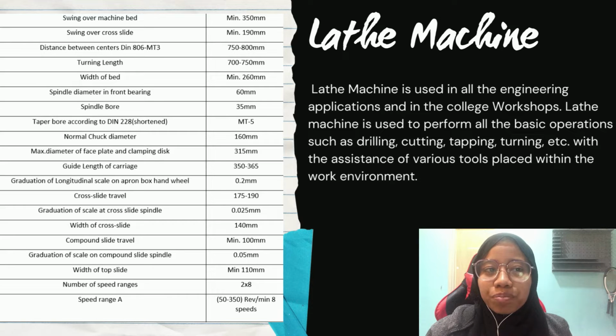Firstly, the swing over machine bed, which is 350 mm, the swing over cross slide 190 mm, the distance between centers that is 750 until 800 mm, then the turning length that is 700 to 750 mm, the width of the bed which is 260 mm, then the spindle diameter in front of bearing that is 60 mm.